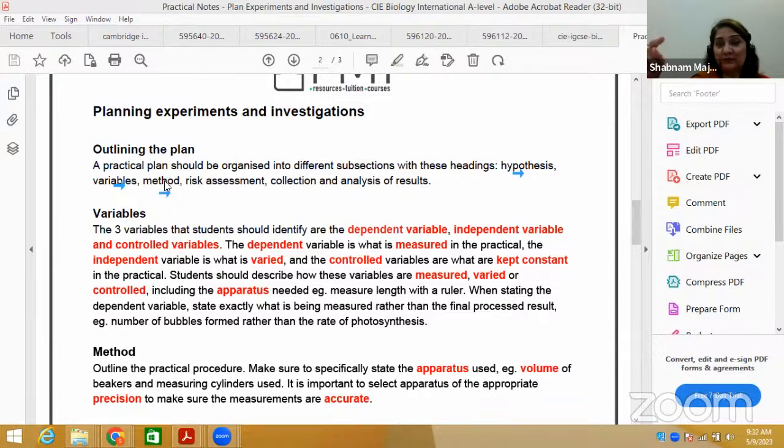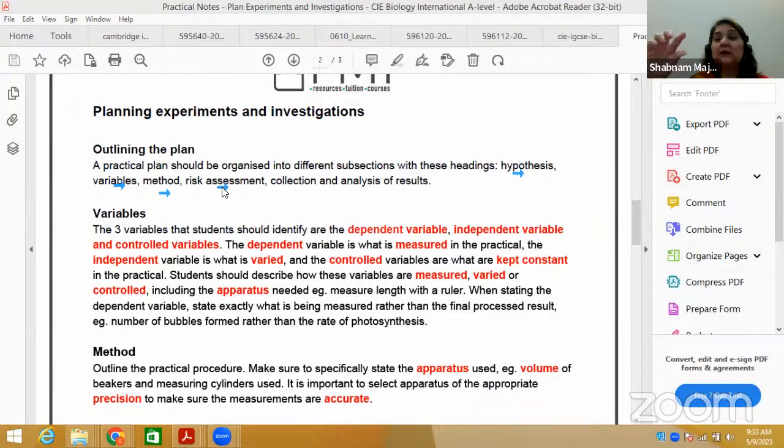The method is the whole process or procedure: when you organize that process or set up an apparatus, what type of reagents you need, what type of apparatus you need. Do you need only the experimental apparatus in which you prove something, or do you need to set up an equal control experiment as well? When you set up a control, you have to compare the treated and the control one. So most of the time we set up a control as well. Then there is risk assessment, very important.